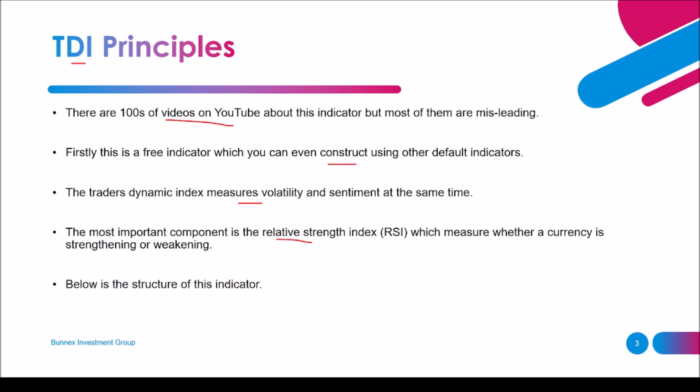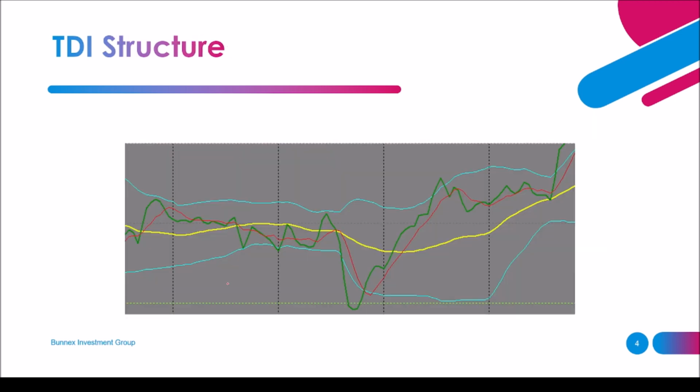Below is the structure of this indicator. So for those who haven't seen it, this is how it looks. You can even change all these colors to make them your choice. We have these bands in blue. We call them the volatility bands, and they are actually derived from the Bollinger Bands. These bands are a guide or a bound for us to see whether a currency is within or outside. Then this green line, as I've said earlier, is the most important part, the RSI line. And we have this EMA in red, which is basically a signal line. The one in yellow is a moving 50.